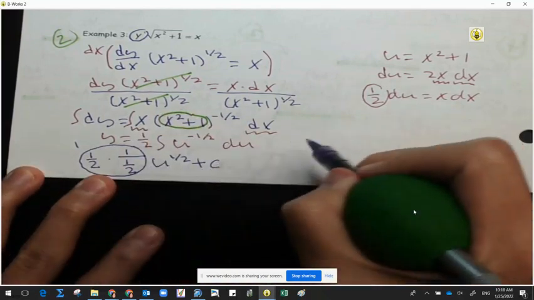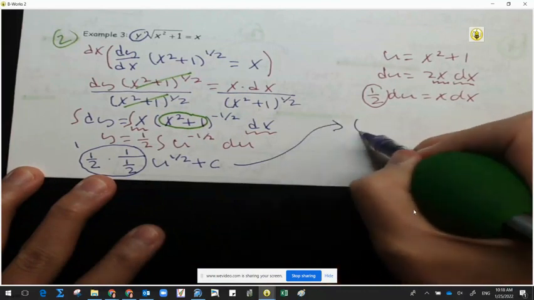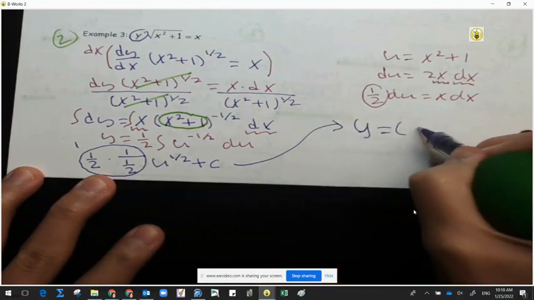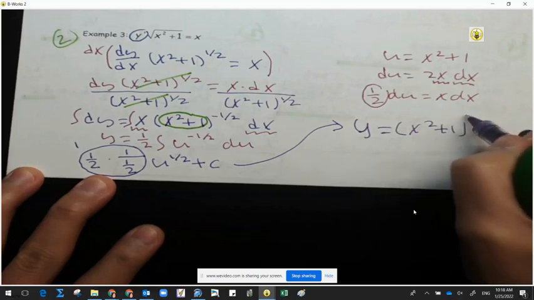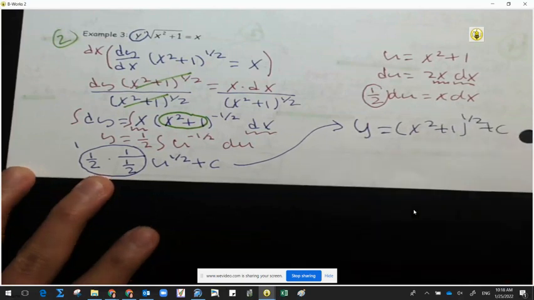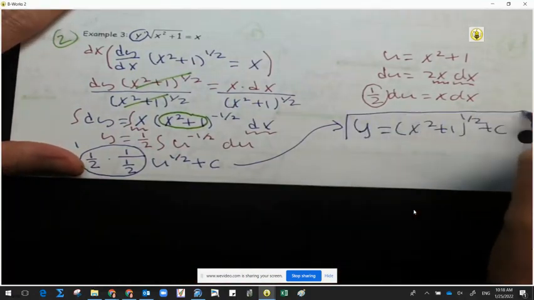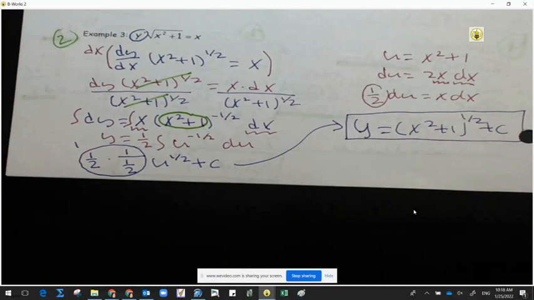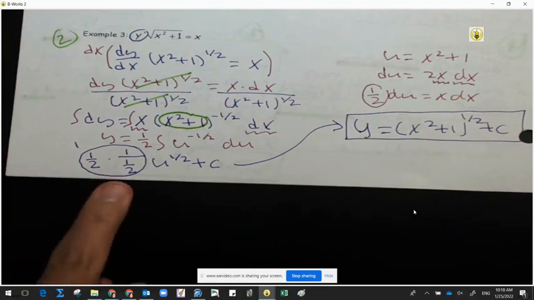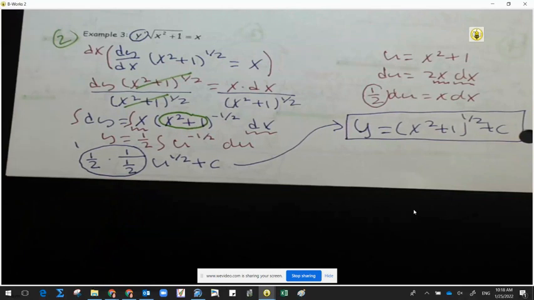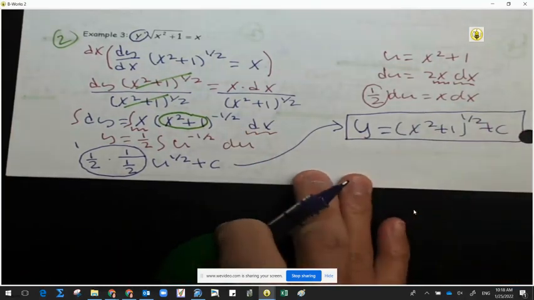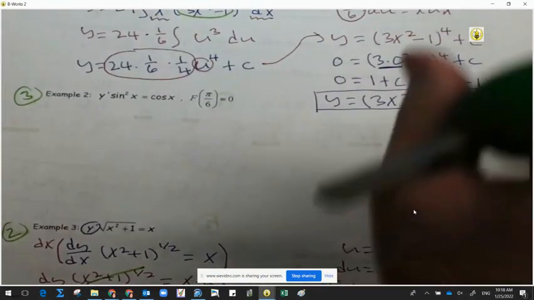So if I were to plug in the u, we get y is equal to x squared plus 1 to the 1/2 plus c. And at this point, it didn't tell us what x and y is equal to, so we can't go on any further. And that's it. So be really careful when you're simplifying fractions or doing the simple math per se. So now let's do some reminder on our trig function. So let's go to our number 3, which is the original number 2.